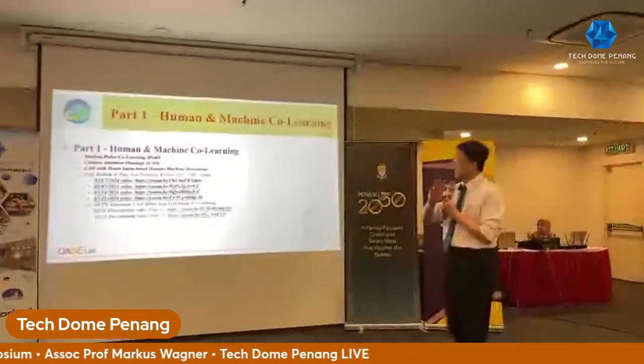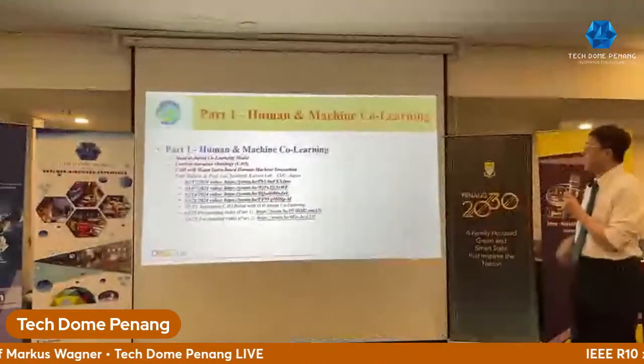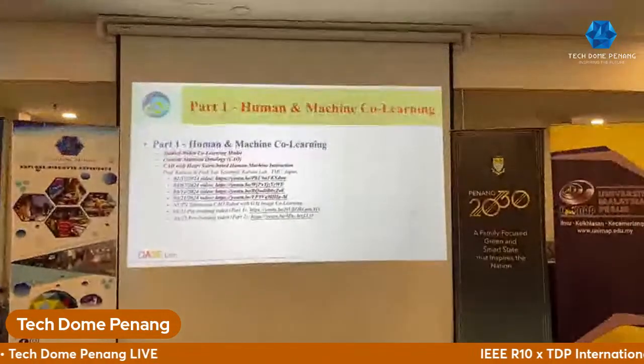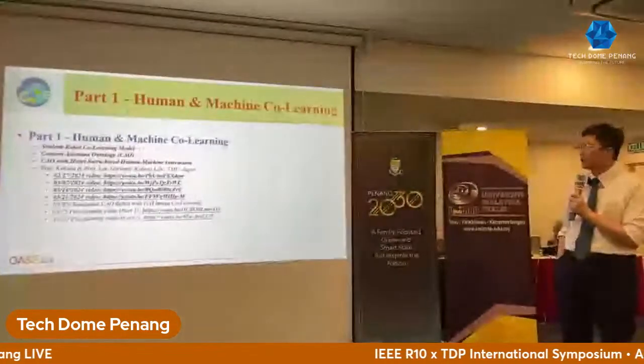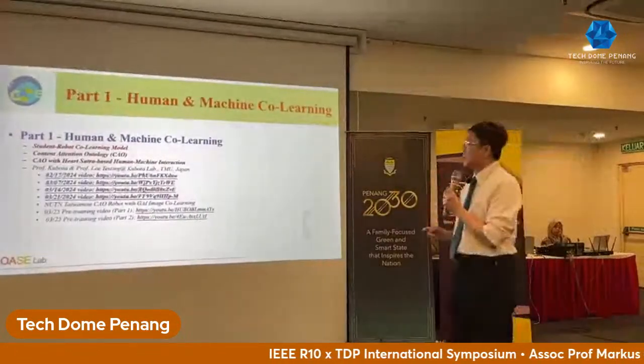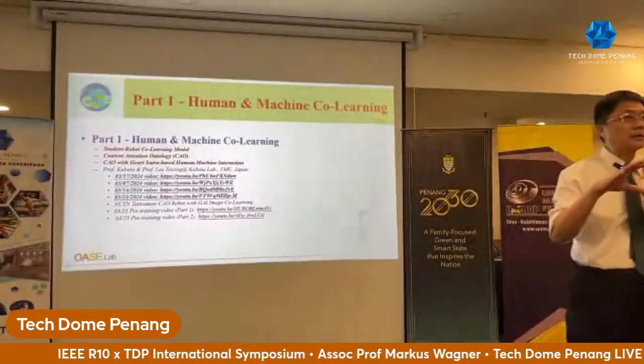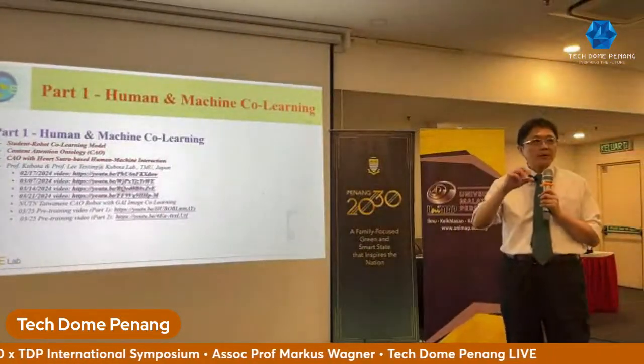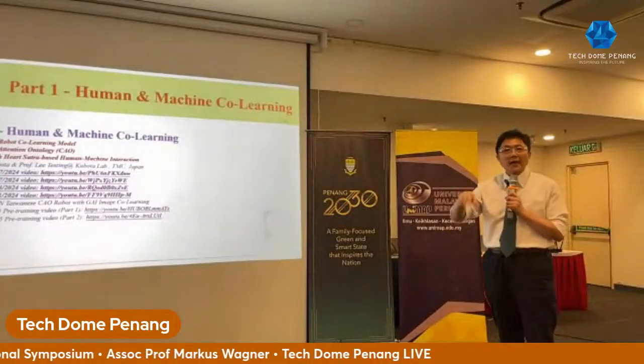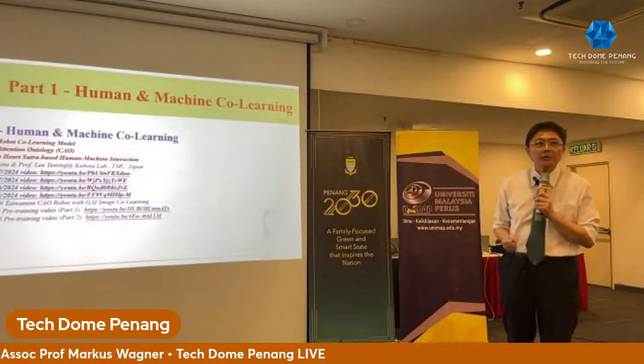Today we will have three parts. In part one, I will show some videos for human and machine co-learning. The first is the student and robot co-learning model. I think this is now very important for young students, especially high school students or undergraduate students.